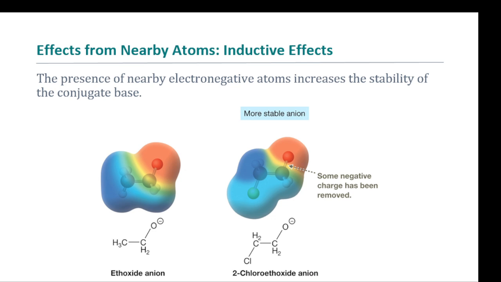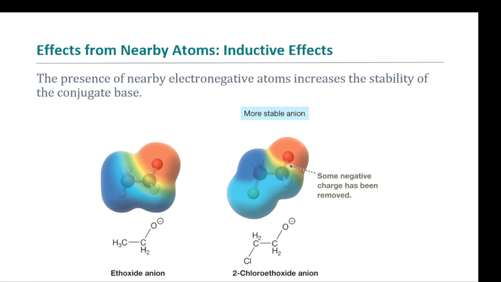Inductive effects. Okay, so remember that when you have an electronegative atom, that's going to pull electrons through the bond that it's attached to, right? Or another way of saying that is that's what a bond is, isn't it? It's literally the two sharing electrons. If one of them is more electronegative, then it's going to pull electron density towards it, isn't it? So again, the presence of nearby electronegative atoms is going to increase the stability of a conjugate base. This is because it can pull electron density away.